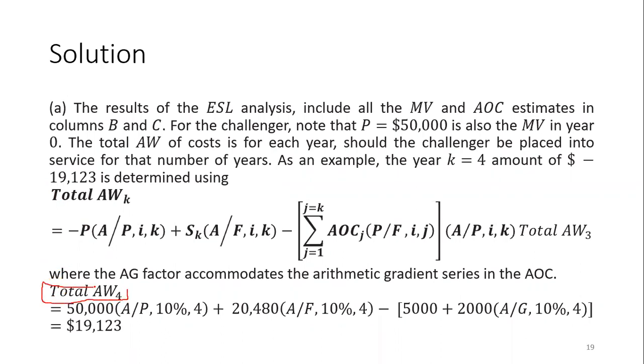So we have the challenger and we have the defender for the fourth year. Why can it be for the challenger but not for the defender? Because the defender cannot be kept for more than 3 years. So this is for the challenger.